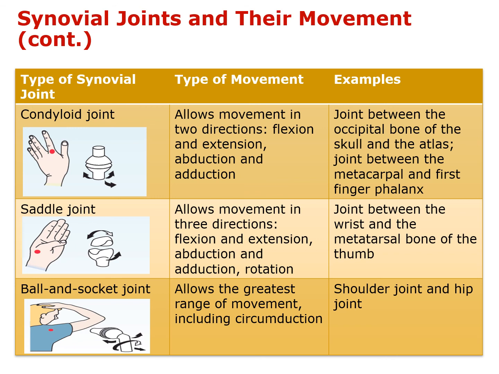And then we have the ball and socket joint, which allows the greatest range of movement, including circumduction. That's your shoulder and hip joint. We can go abduction, adduction, circumduction. Okay?